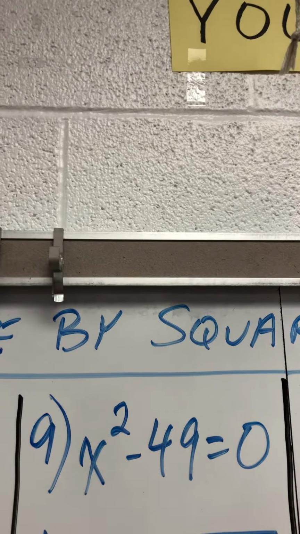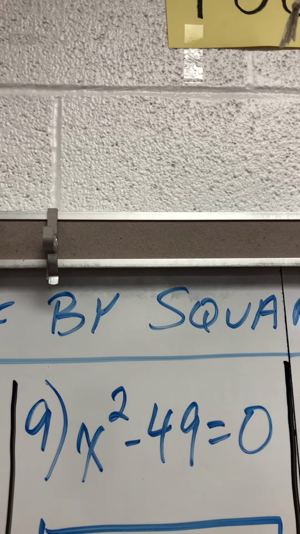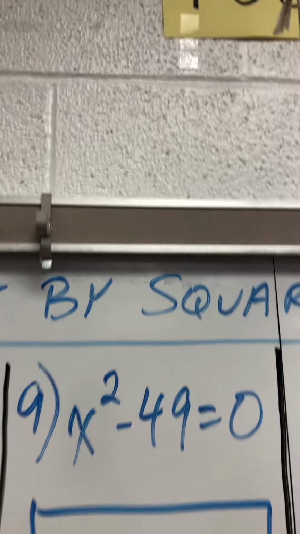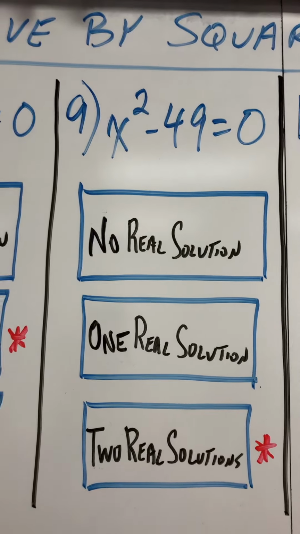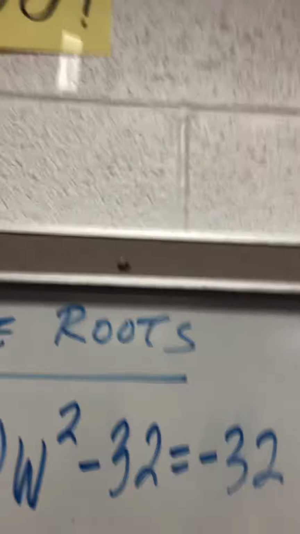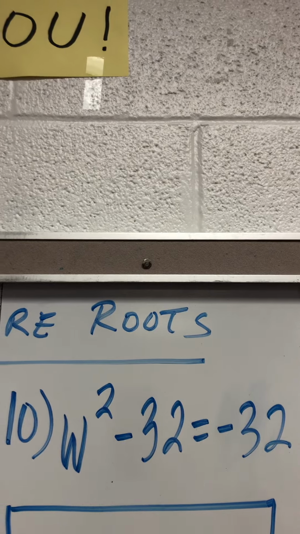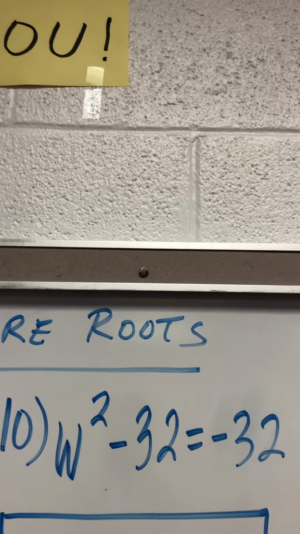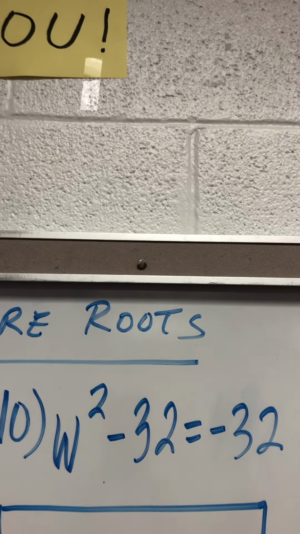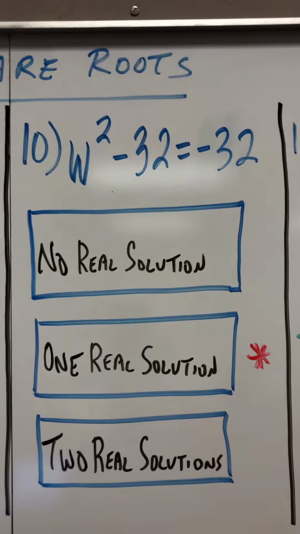Add 49 to both sides, you get x squared equals 49, so your answer will be positive 7 and negative 7, meaning you have 2 real solutions. But in this problem, when I add 32 to both sides, would you agree that I get w squared equals 0? So once again, if w squared equals 0, the square root of 0 is just 0. So it's just 1 real solution.